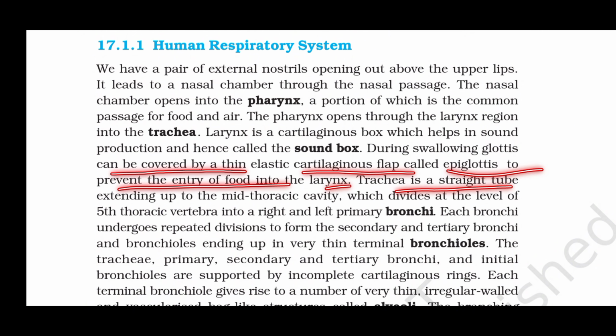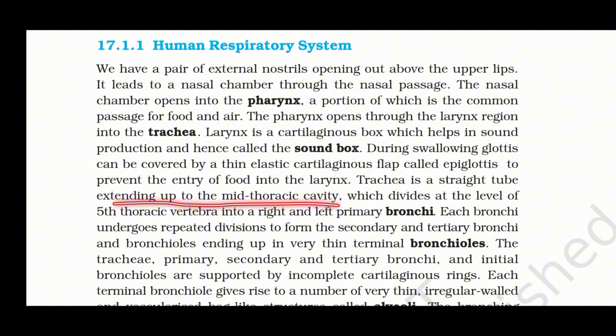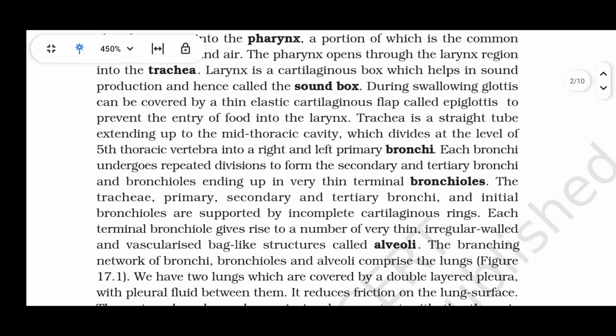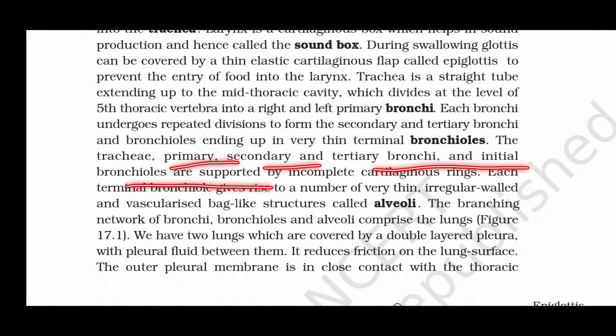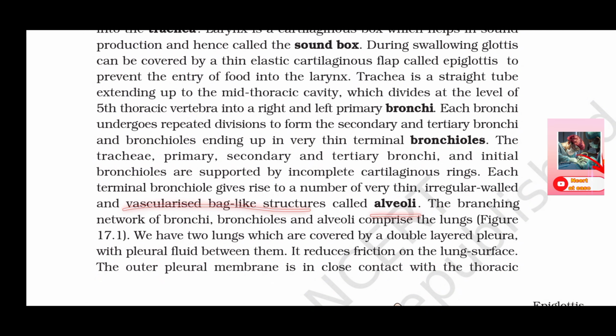During swallowing, the glottis can be covered by a thin elastic cartilaginous flap called epiglottis to prevent the entry of food into the larynx. Trachea is a straight tube extending up to the mid-thoracic cavity, which divides at the level of the fifth thoracic vertebra into a right and left primary bronchi. Each bronchus undergoes repeated division to form the secondary and tertiary bronchi and bronchioles, ending up in very thin terminal bronchioles.